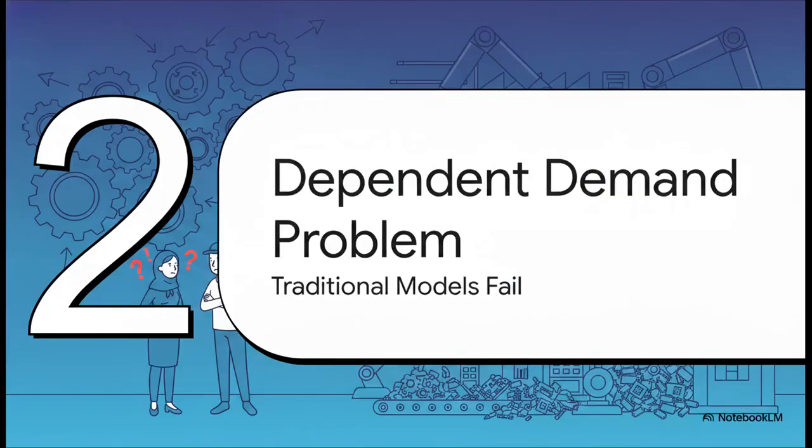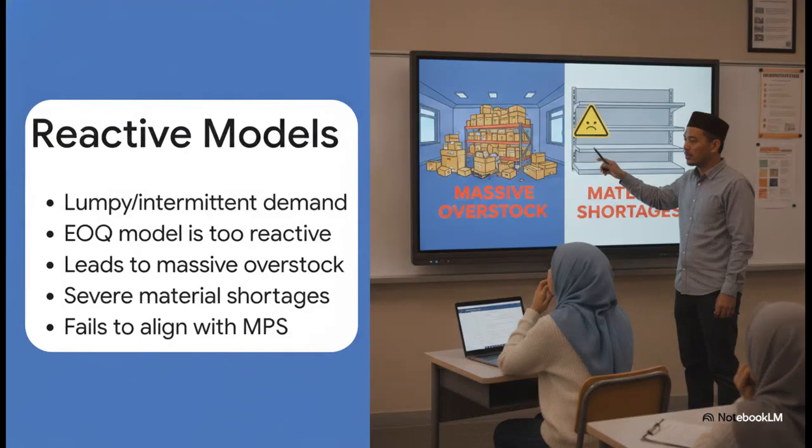Moving on to Section 2, the dependent demand problem, and exactly why traditional models just completely fail here. Let me tell you, when production managers try to force the wrong models onto dependent demand, absolute chaos breaks out on the factory floor. I'm talking panicked supervisors, stalled assembly lines, and insane expedited shipping fees.